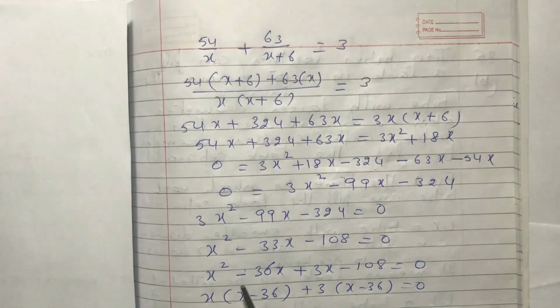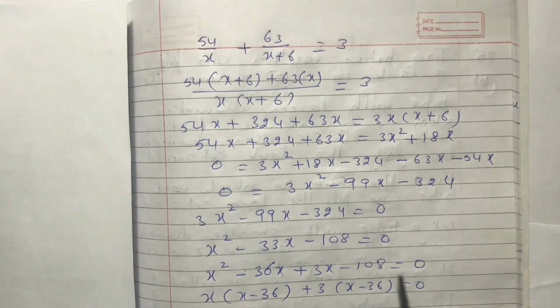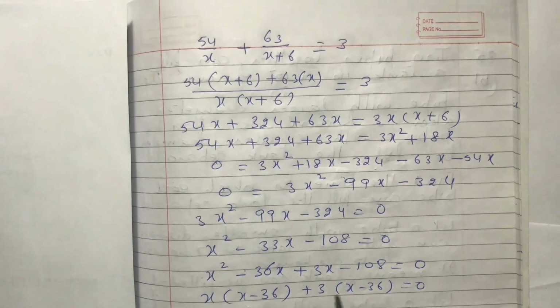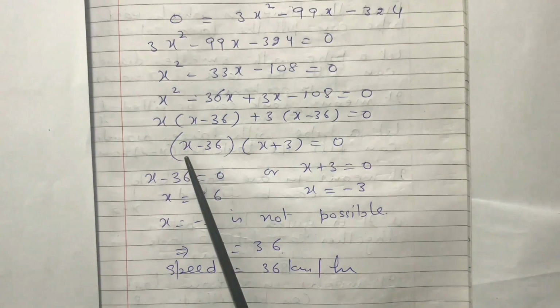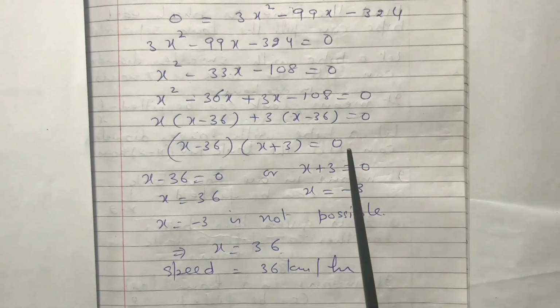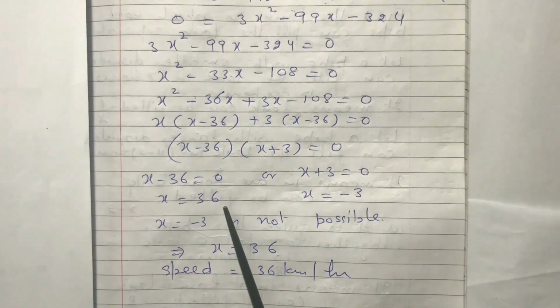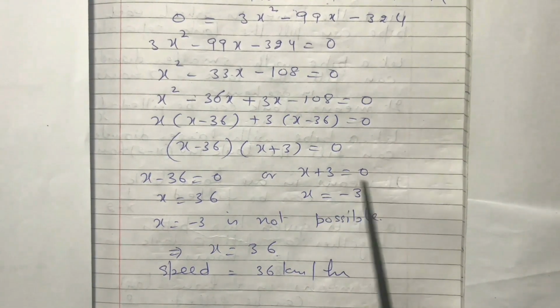Split the middle term. You will get x square minus 36x plus 3x minus 108 is equal to 0. So x common, x minus 36 in the bracket plus 3, x minus 36 in the bracket equal to 0. So you will have x minus 36, x plus 3 is equal to 0. x minus 36 is equal to 0, it means x is equal to 36. x plus 3 is equal to 0, x is equal to minus 3. So this is not possible.